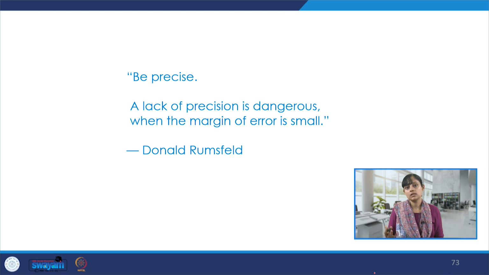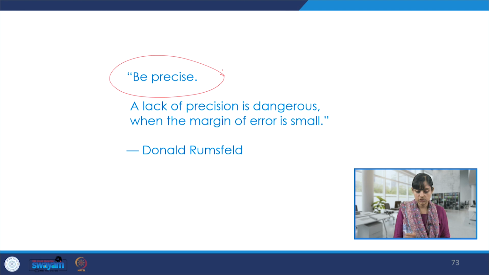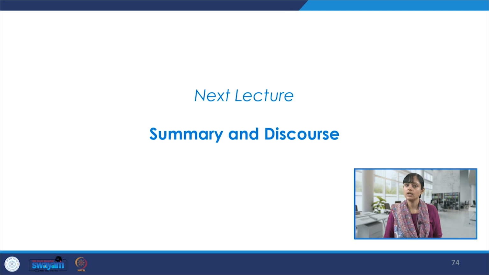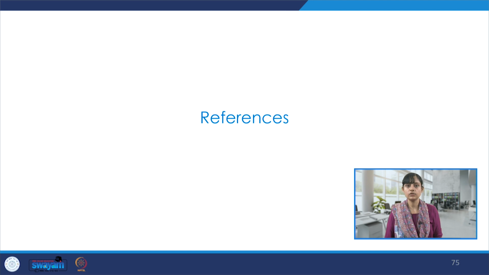So I always like to share some interesting quotes, and here it's about precision because we are talking about interior architecture and these drawings, and they have to be really precise. So be precise. A lack of precision is dangerous when the margin of error is small. So very profound. And next we will discuss the summary for the entire week.